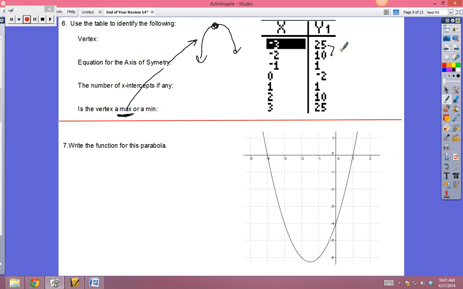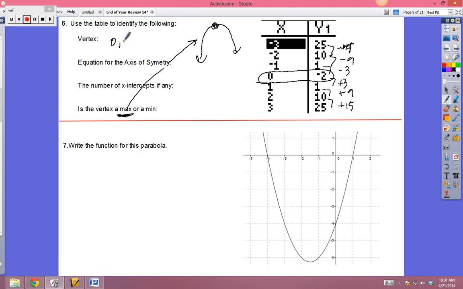Okay, from 25 to 10, that's going down 15. From 10 to 1, that goes down 9. From 1 to negative 2, that goes down 3. Then from negative 2 to 1, that turns around and starts climbing, that goes up 3. 1 to 10, that goes up 9. 10 to 25, that goes up 15. So your vertex is right here. Your vertex is at (0, -2).